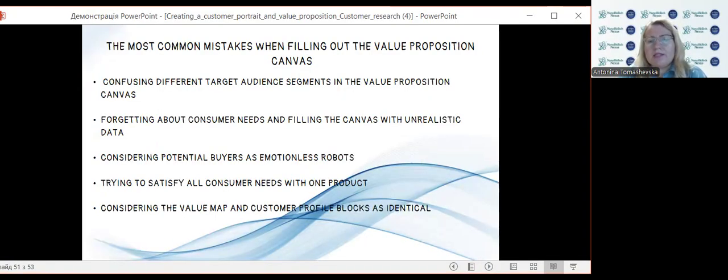The most common mistakes when filling out the value proposition canvas: confusing different target audience segments in the value proposition canvas. Forgetting about consumer needs and filling the canvas with unrealistic data. Considering potential buyers as emotional robots. Trying to satisfy all consumer needs with one product. Considering the value map and customer profile blocks as identical.